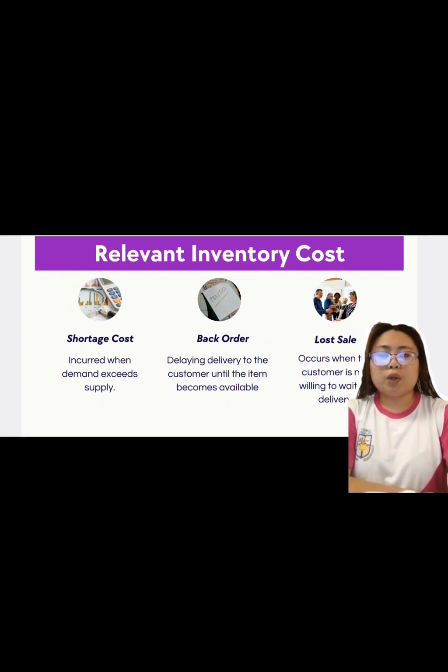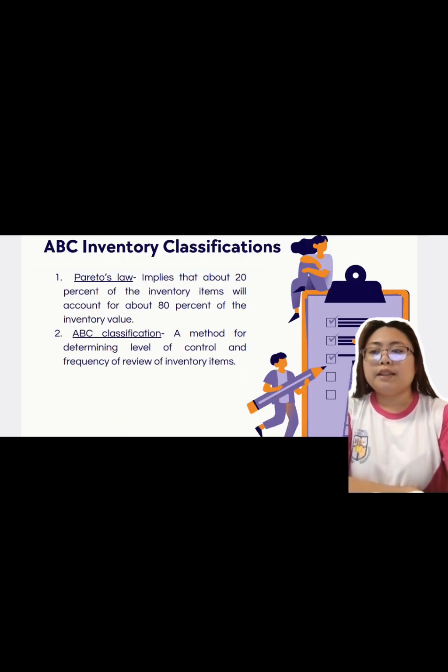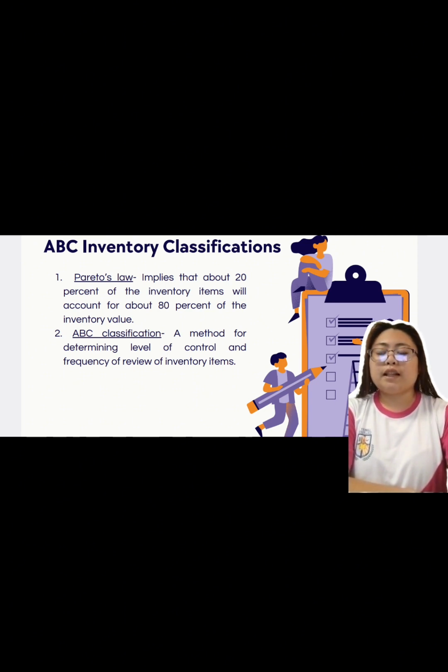Lost sales occur when the customer is not willing to wait for delivery. Now let's proceed to ABC inventory classifications. The first one is Pareto's law, which implies that about 20% of inventory items will account for about 80% of the inventory value. And the second one is ABC classification, which determines the level of control and frequency of review of inventory items.